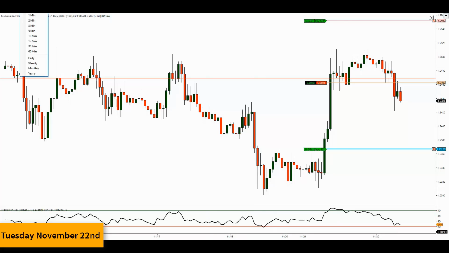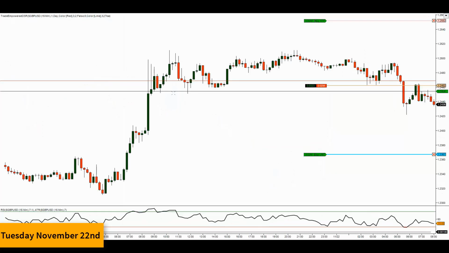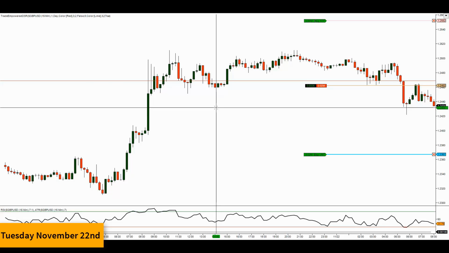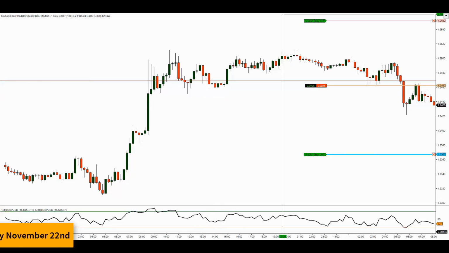What I'll be doing is going down to the 15-minute chart, and I'll be trailing the stops, trying to reduce risk as we get closer to that potential profit price. So we'll see what happens.